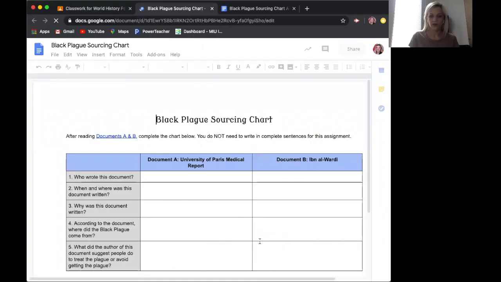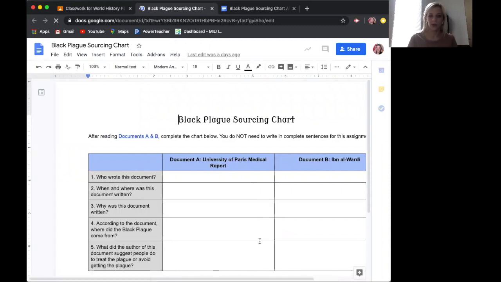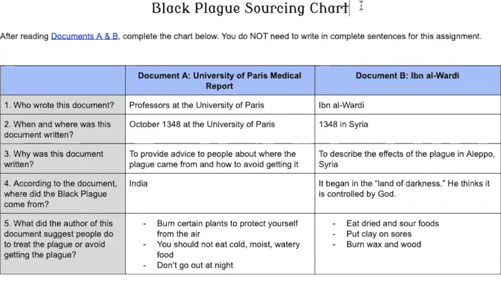Let's take a look. So last week, I asked you to complete this assignment comparing two different documents on the Black Plague. They're both primary sources, one from the University of Paris and the other one from Ibn al-Wardi. So I'm going to show you all the answer key to this assignment because that is going to be extremely helpful with doing these reflection questions today. So here's the answer key for the Black Plague sourcing chart.